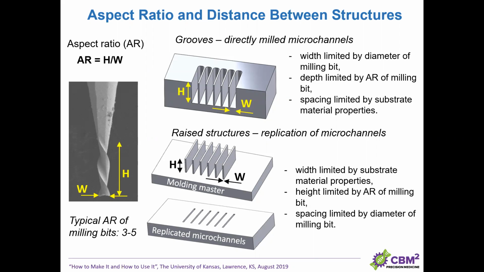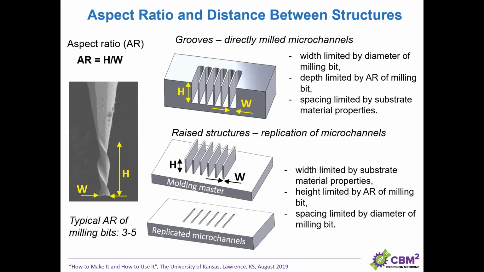However, tools have a certain aspect ratio, which is the ratio between the height of the tool and the width, which is typically between 3 and 5. This means you cannot make the channel any deeper than the cutting part of the tool, right? So let's say you decide to use a 25 micrometer bit and your aspect ratio is 4 for the bit, you cannot go deeper than 100 microns, right?